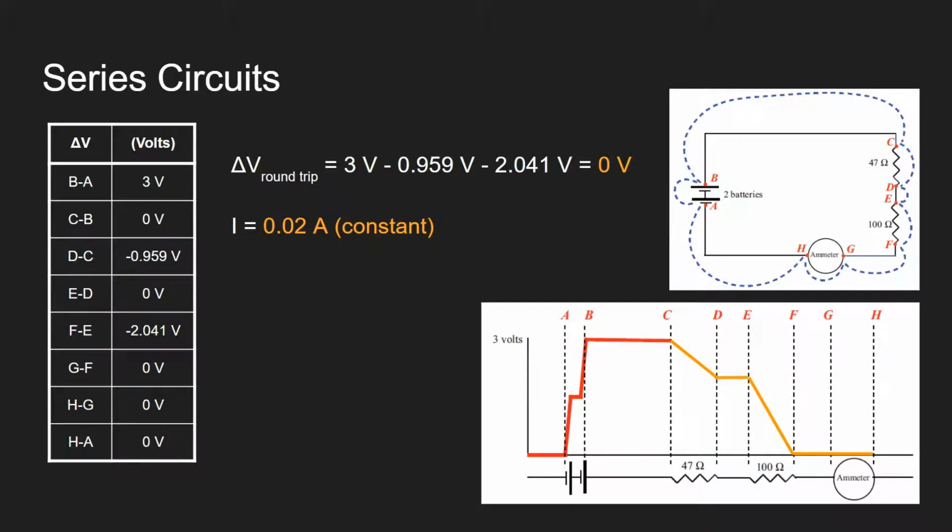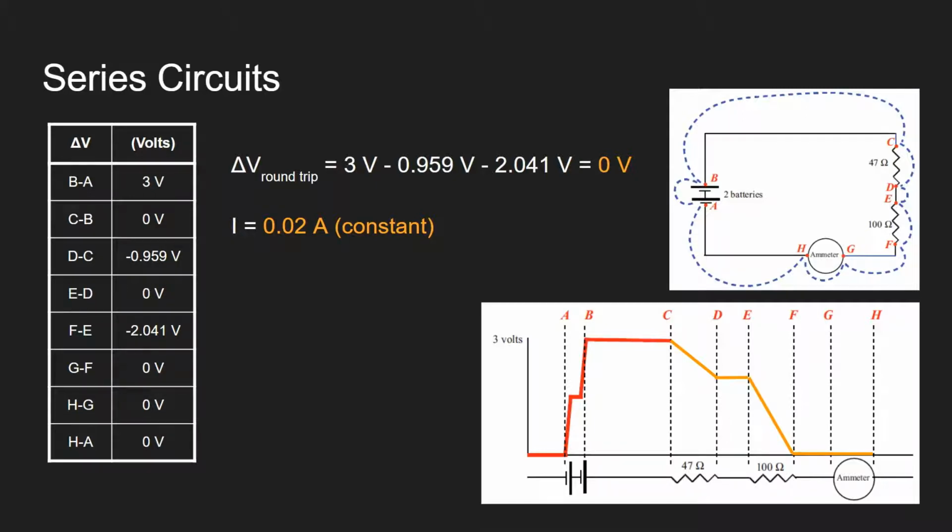When the circuit was closed again, we measured the potential difference across different points, and it measured to be 3 volts for the 2 batteries, negative 0.959 volts for the 45 ohm resistor, and negative 2.041 volts for the 100 ohm resistor. And the current stayed constant at 0.02 amps.